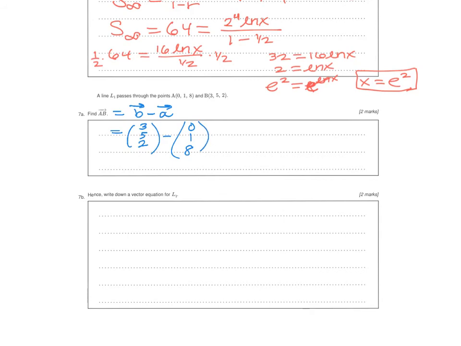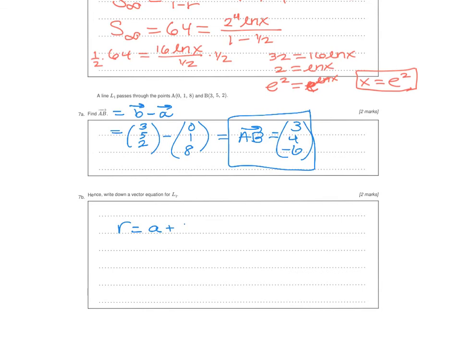So AB must equal 3 minus 0, which is 3, 5 minus 1, which is 4, 2 minus 8, which is negative 6. Then it says, hence, write down a vector equation for L1.